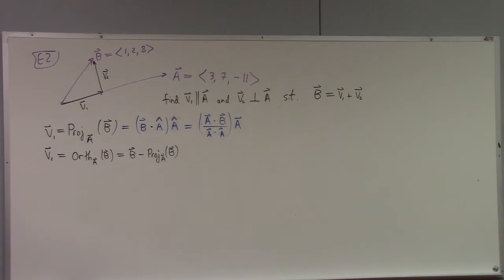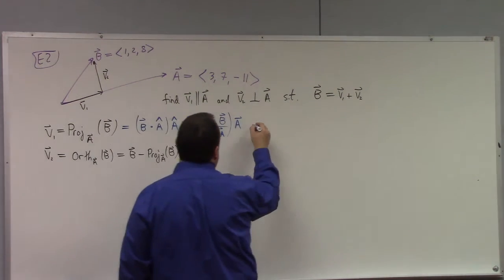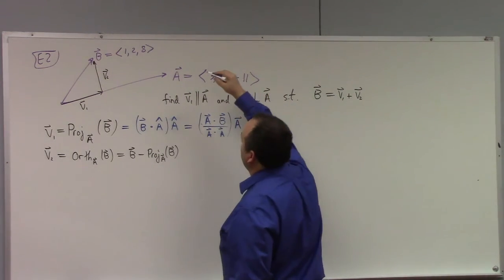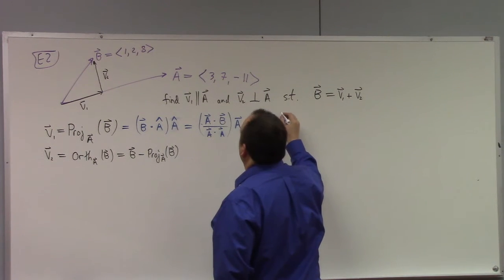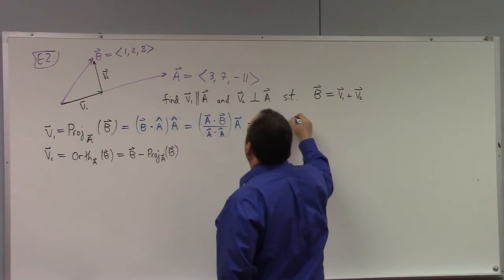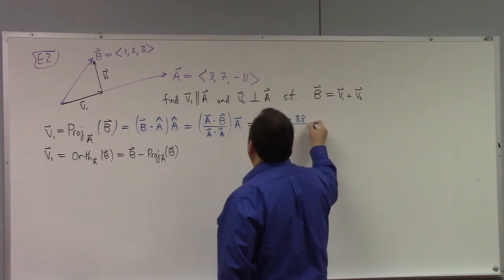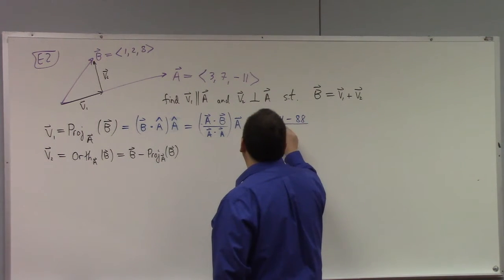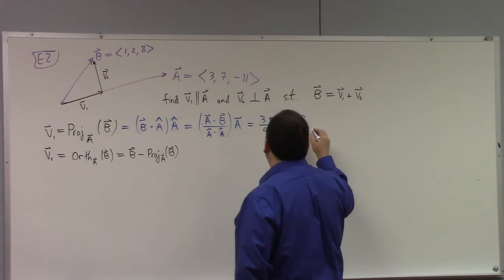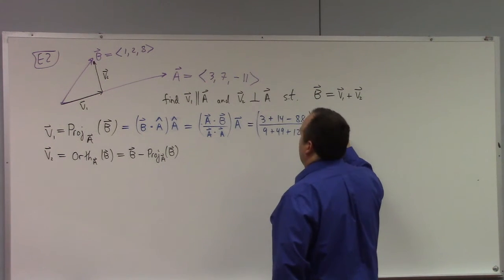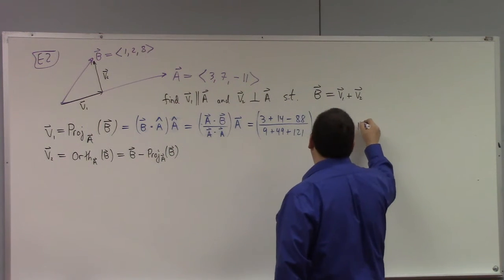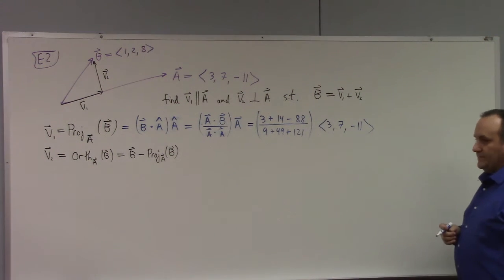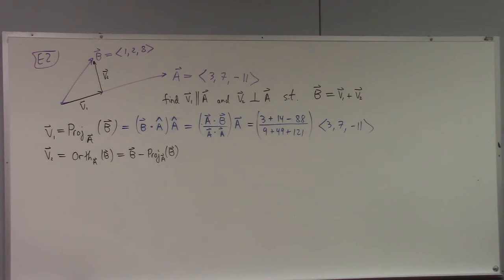All right, so what are those dot products? A dot B is what? 3 plus 14 minus 88. A dot A is 9 plus 49 plus 121. All of that goes in the 3, 7, minus 11 direction. All right. I think I'm just going to stop here. I don't want to burn all of class time on doing the arithmetic of these things. I just want to remind you how we could do this.